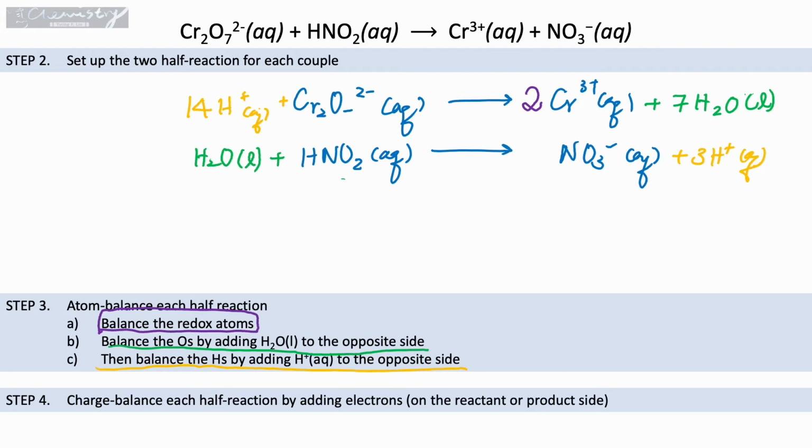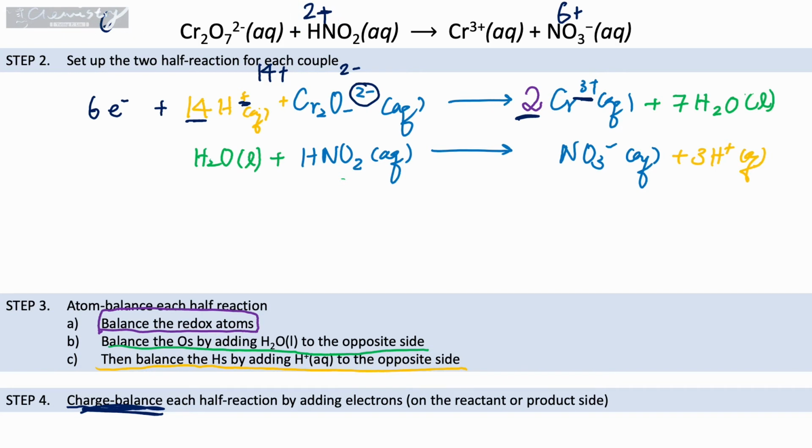For step 4, we are charge balancing, meaning that we're adding electrons. So in this case, we have 14 times plus 1, 2 minus, so that adds up to be 12 plus on the left side. 2 times 3 plus is 6 plus. To balance it, we need to add 6 electrons because 6 electrons is 6 minus. So 6 minus and 12 plus adds up to be 6 plus.